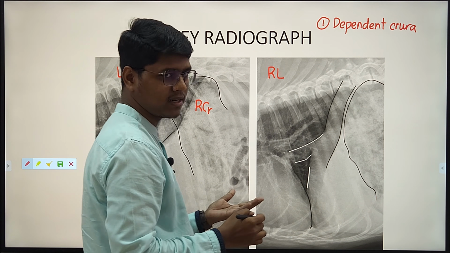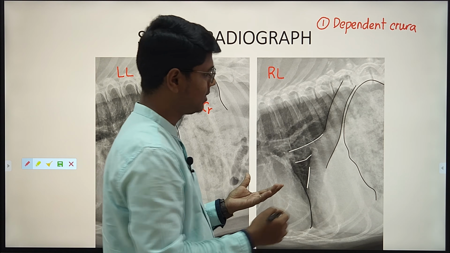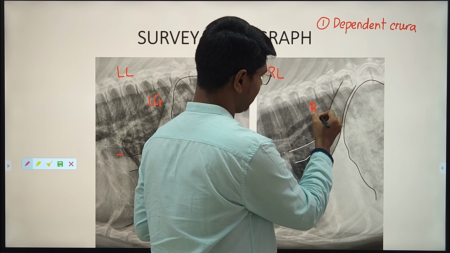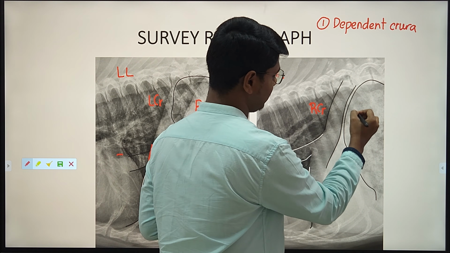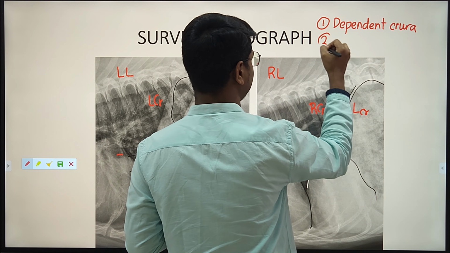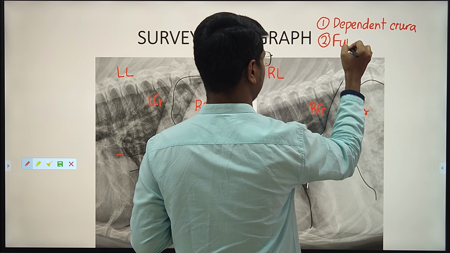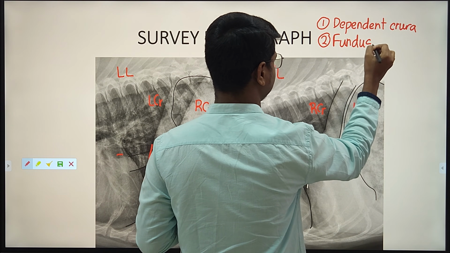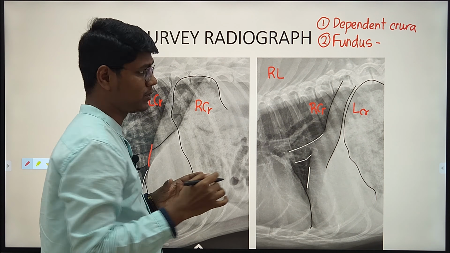Similarly, this is right lateral. The right-hand side will be the dependent side. So the cranial one will be the right crus and the caudal will be the left crus. Second, you will find the fundus of the stomach attached to the left crus.